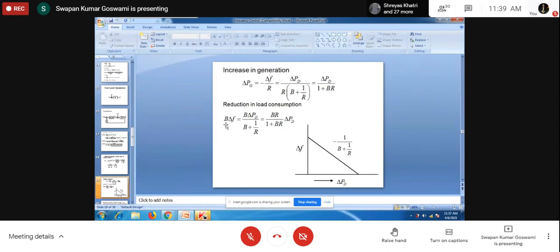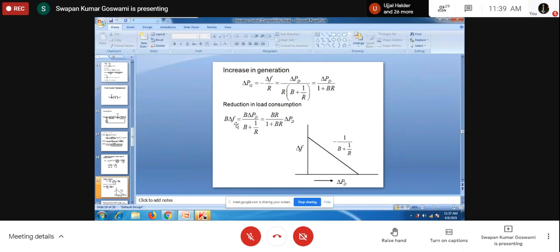That's why this particular parameter B is the frequency response of the load, or sometimes it is called load damping. It is called load damping because it acts as a brake to the variation in frequency, and this brake is being applied by the load. So is it clear why it is called load damping? Yes, sir. Okay.